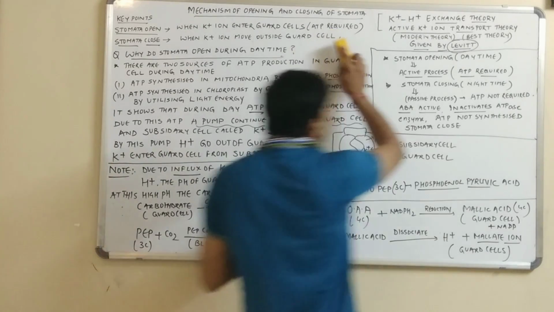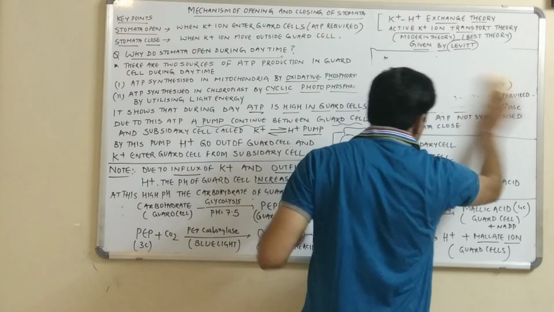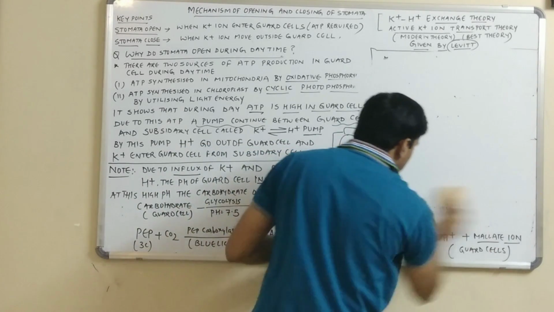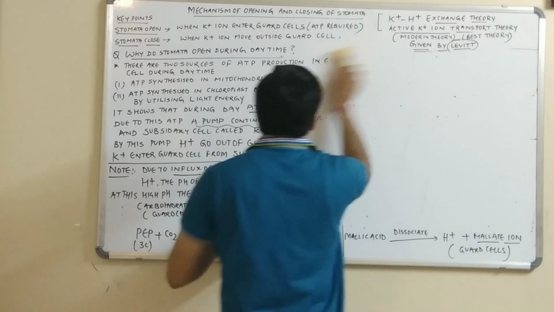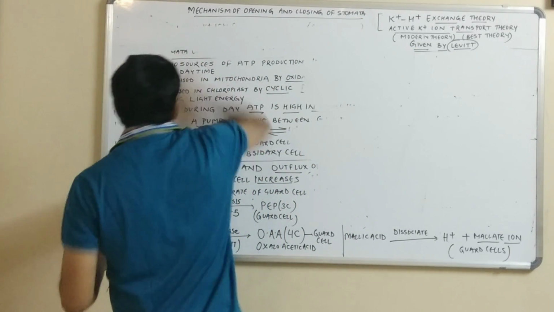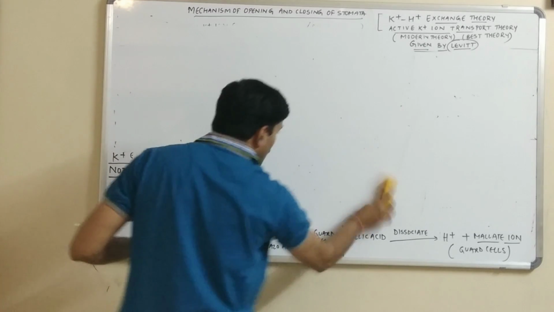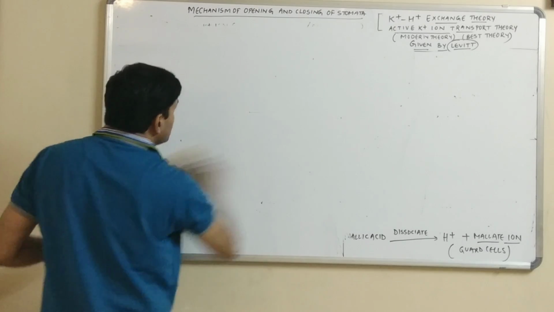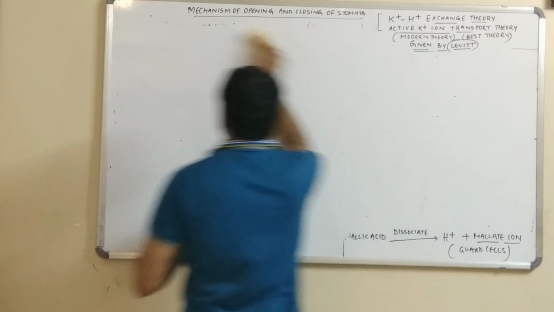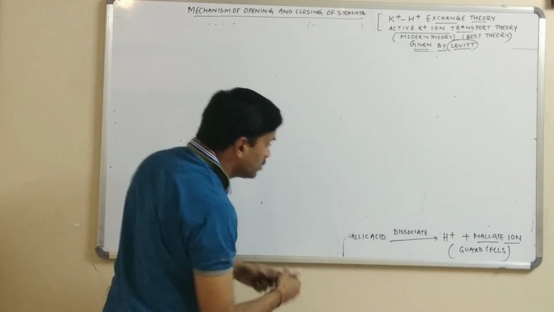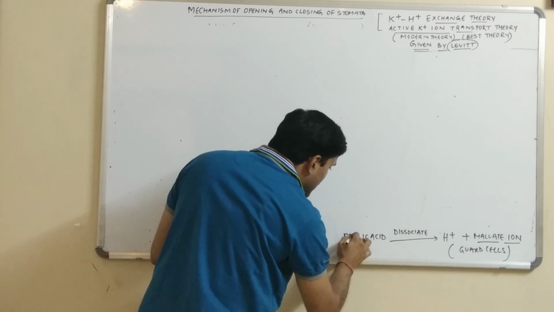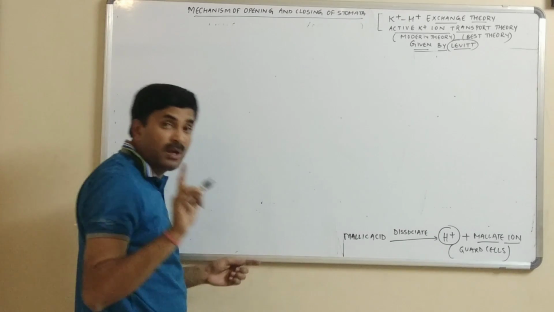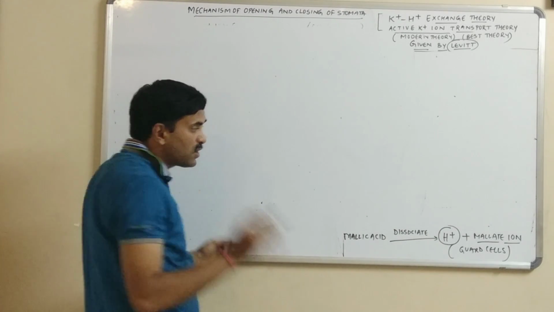So what we have to remember is that this H plus ion which is formed here, I am not removing this equation, I am just leaving it so that you can correlate with the next one. Now see here, this is the malic acid, and H plus ion and malate ions were formed in the guard cells by the dissociation of the malic acid.